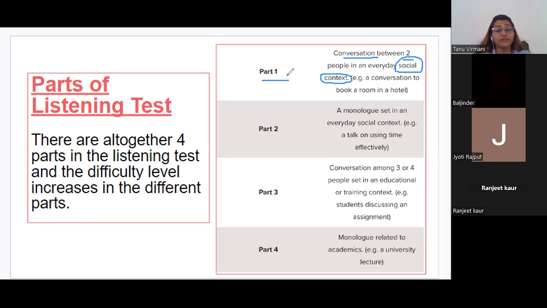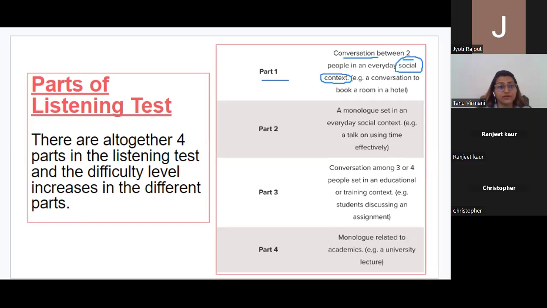How many of you are aware of these? That what your part 1 audio is, what your part 2 audio is? Yes, please. I'm aware. Okay. Jyoti is also aware. Apart from these two, because it is very important to know about what your audio is.